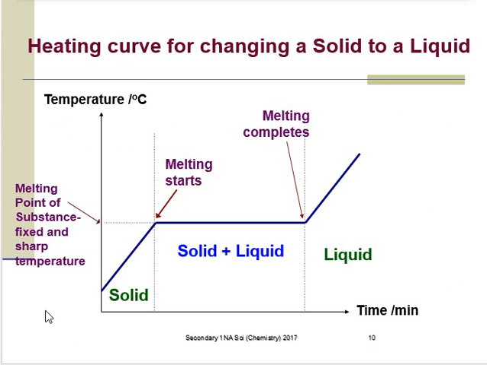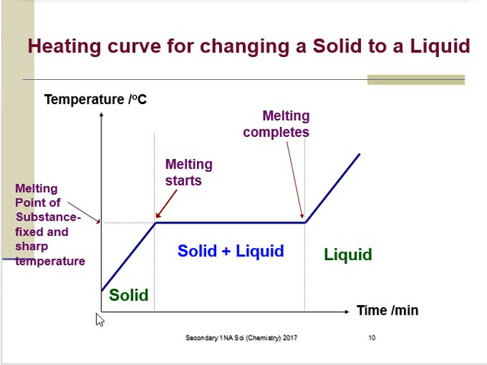So now, let's take a look at the heating curve for changing a solid to a liquid. Previously you have A, B, C, D. I'm going to go according to what you have seen previously. So for A, this part labeled A will show us the melting point of the substance. So this will be a sharp and fixed temperature over here. Alright, and then I'll move on.